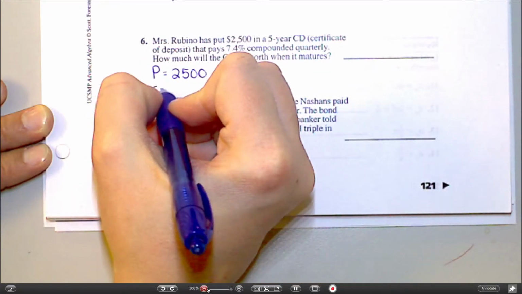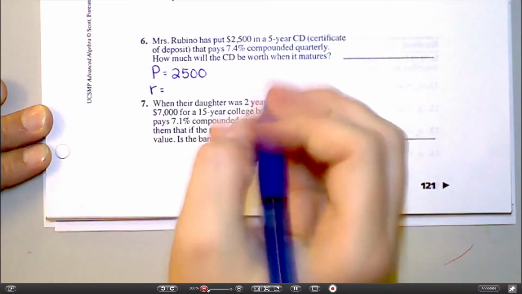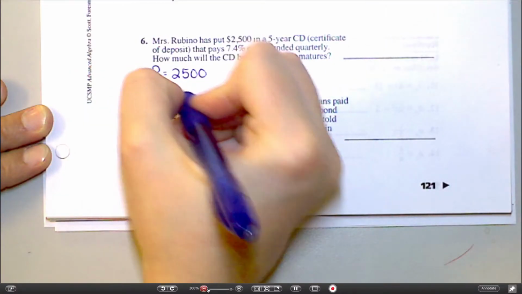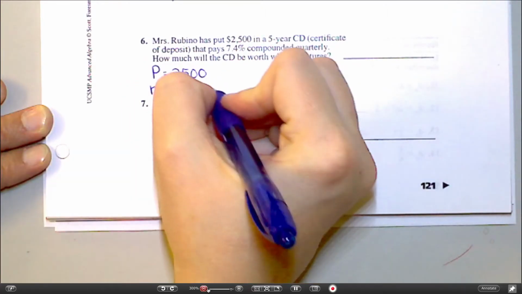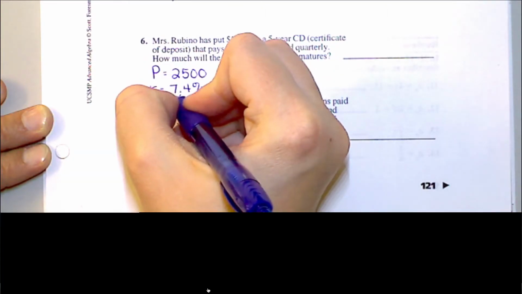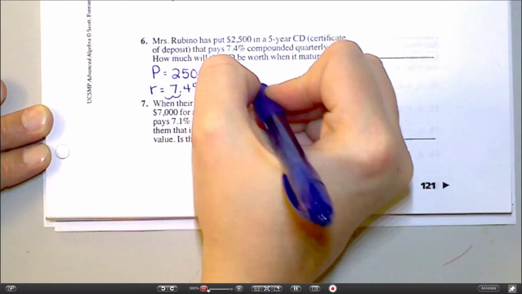R is your interest rate. What is our interest rate? 0.074. Okay, good. I like the way you said that. In the problem, it says 7.4%, but you are going to remember, of course, to move that decimal 2 to the left and make it 0.074.